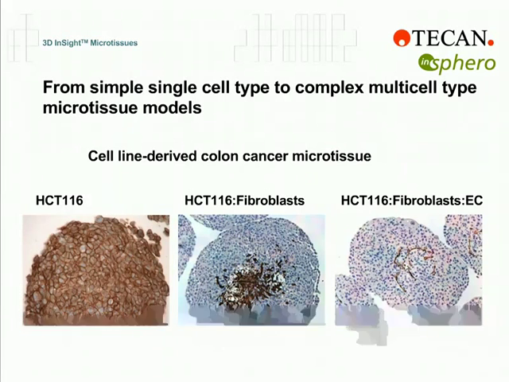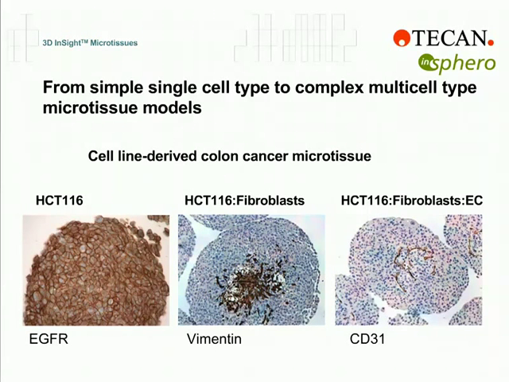However, a tumor does not consist only of tumor cells. A tumor consists also of stroma cells like fibroblasts and endothelial cells, and you can design your microtissue model system by increasing the complexity of the model. And this is an example here using the colorectal cancer cell line HCT116, where we have on the one hand the single cell type culture system, a very compact, dense system, stained here for epidermal growth factor receptor. However, then you can start to implement the different stroma cell components, as shown here, where we have a co-culture system of HCT116 in combination with fibroblasts.